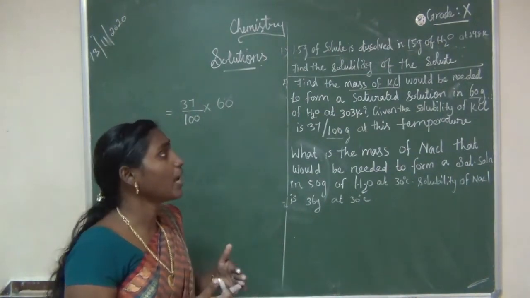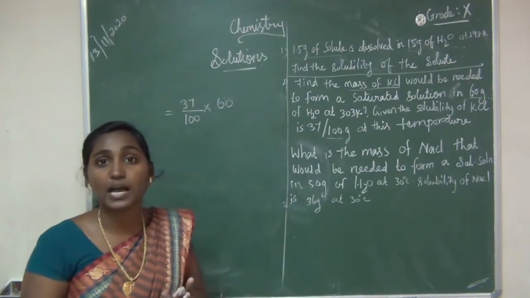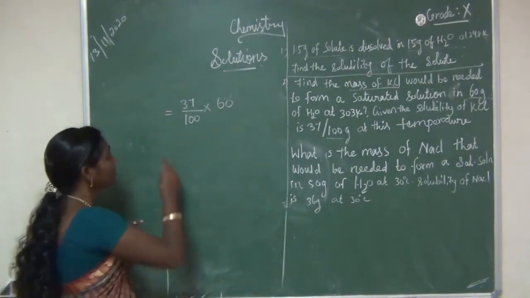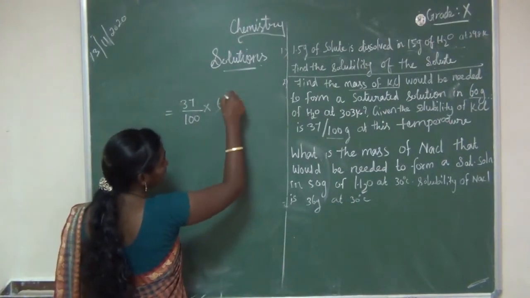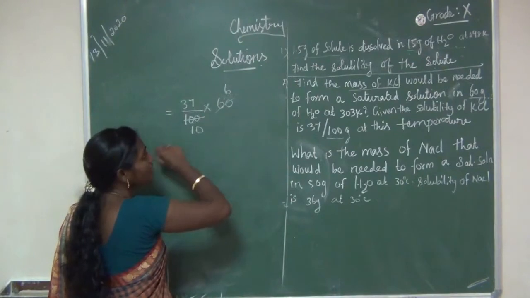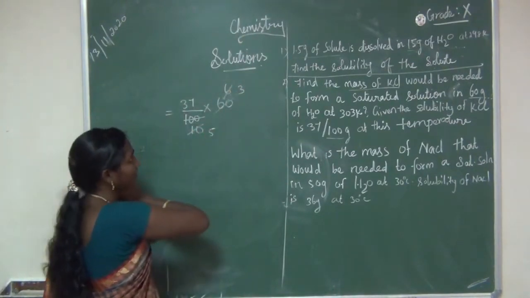Means 60 gram of water can dissolve how much gram of potassium chloride? That only we are going to find out. So simply you can write these values and find out. So 6 here, what will come? 10, right? So 3 2s are 6, 5 2s are 10.